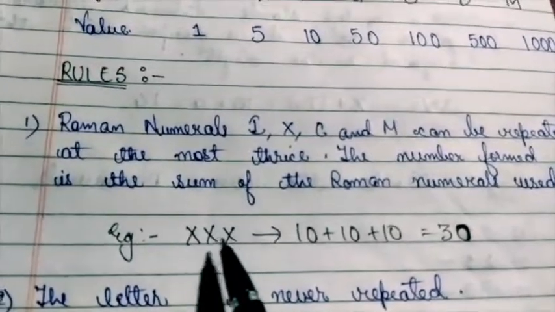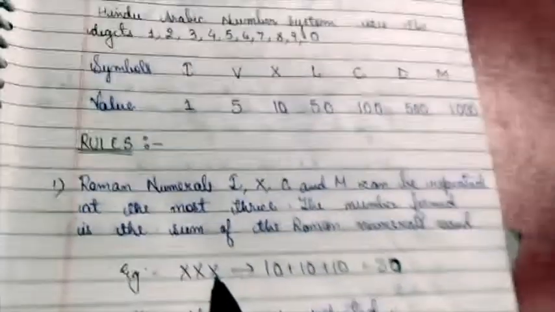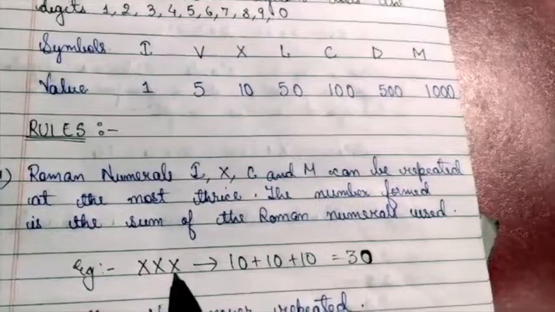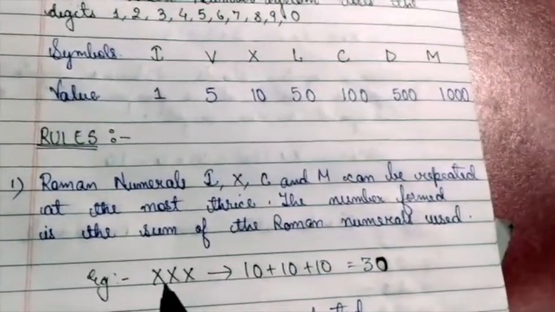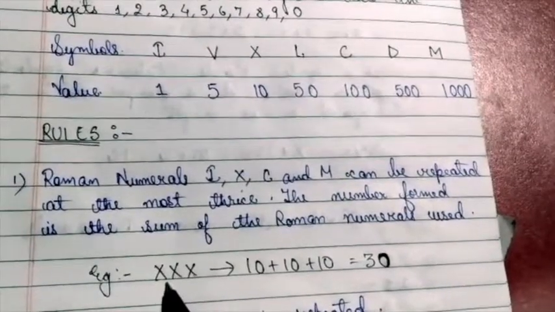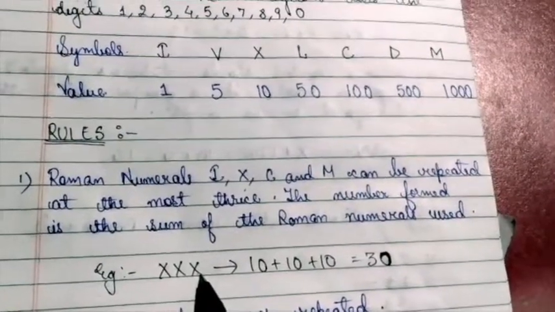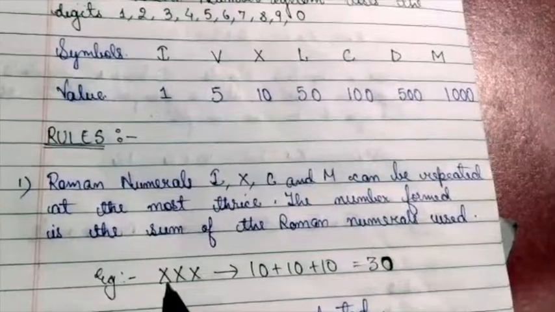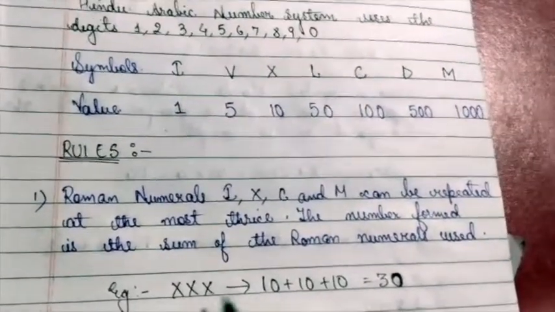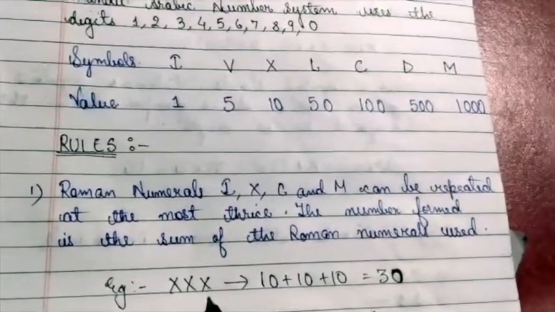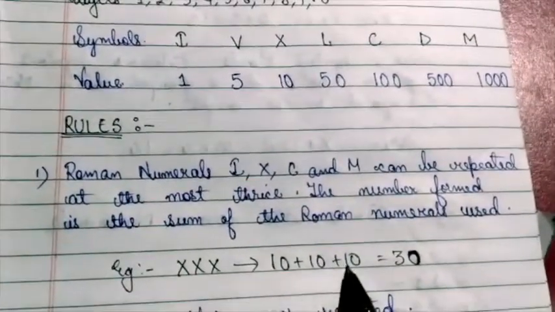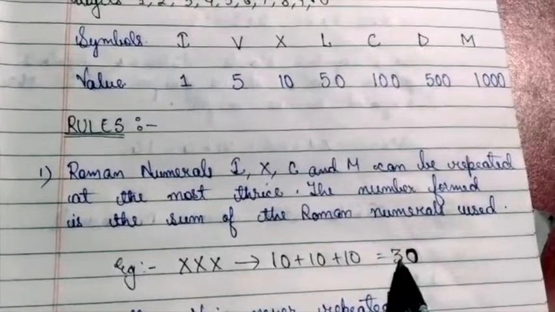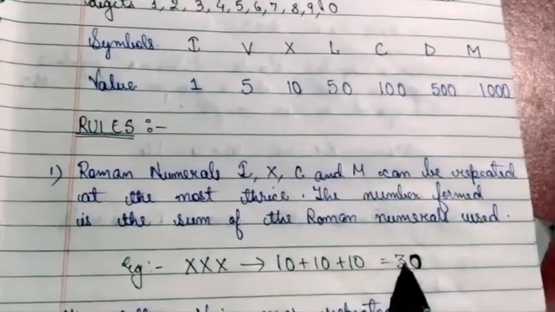For example, if I write XXX, 3 times I have written X. If it is asked what is the number for this Roman numeral, the answer is: X is used for 10, so if it is written 3 times, we just add 10 plus 10 plus 10 is equal to 30. Clear? This is the first rule.